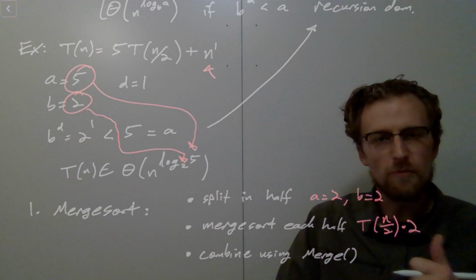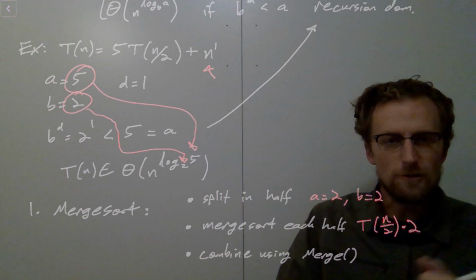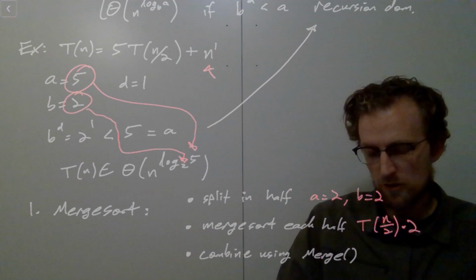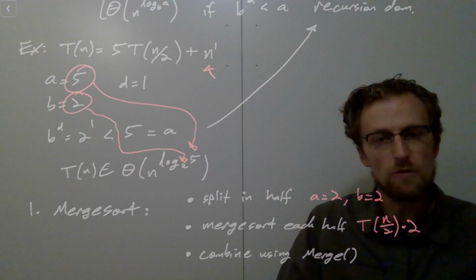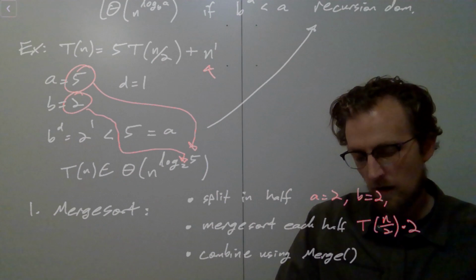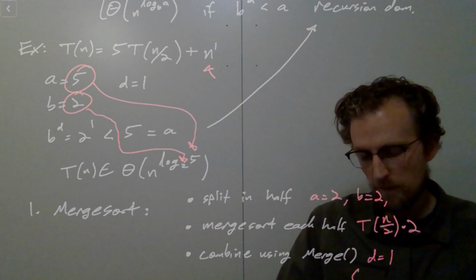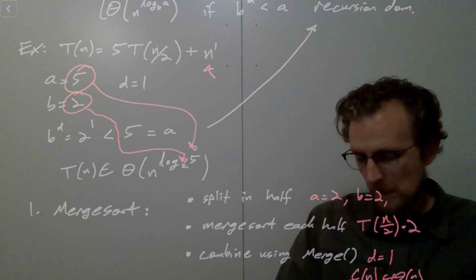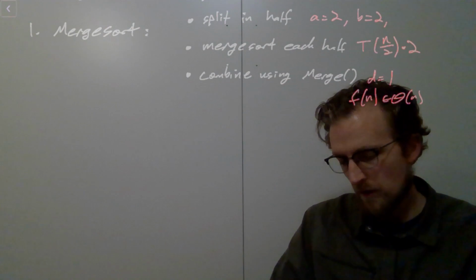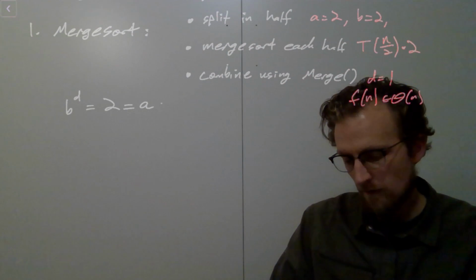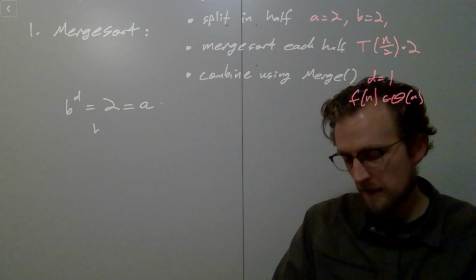Remember on the midterm in fall 2022, I asked you to know how the merge function worked, and that caused some problems. So make sure that you understand how the components of these algorithms work. And so then our d is 1, because f(n) is just big theta of n. Now that we have all those pieces, we know our a is 2, our b is 2, and d is 1, so b to the d is 2. And so this is equal to a, right? And so this puts us in the balanced case.